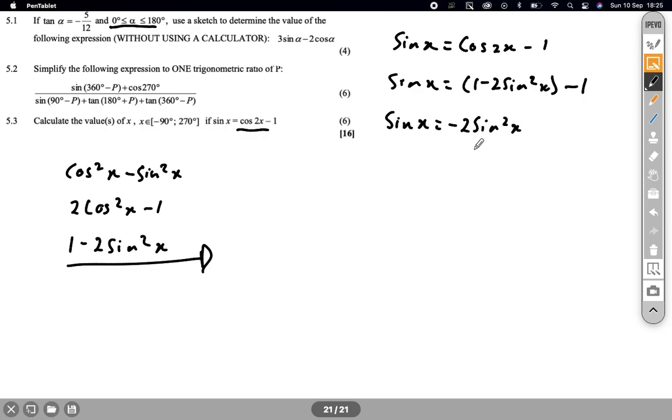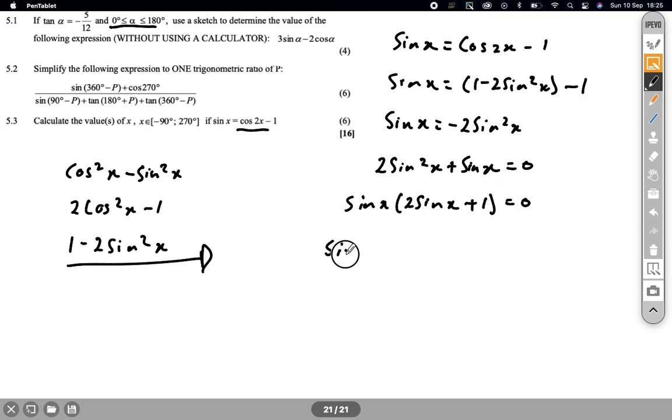Now I know some of you attempted to divide. When there is a square or a cube, you do not divide both sides. You take it to the other side, and then you will see that you have a common factor, and here our common factor is sine x. So you will say sine x times (2 sine x plus 1) equals 0. So now sine x equals 0, or 2 sine x equals negative 1.